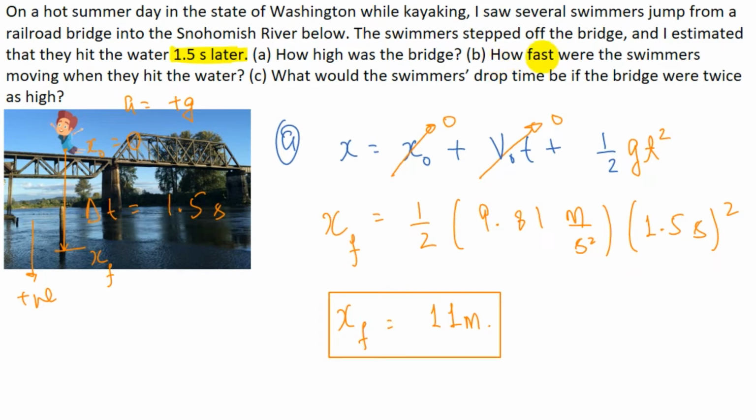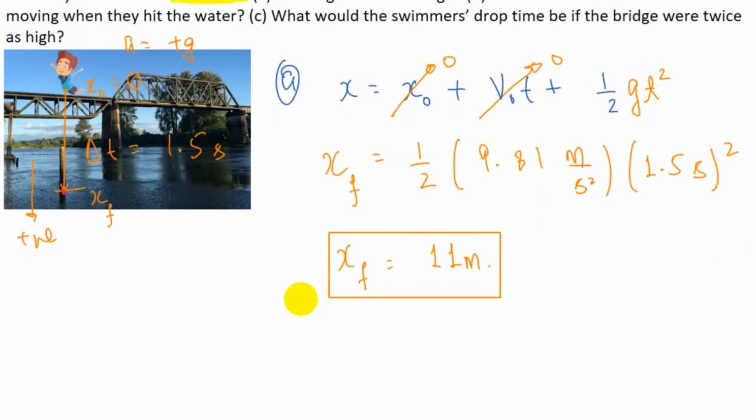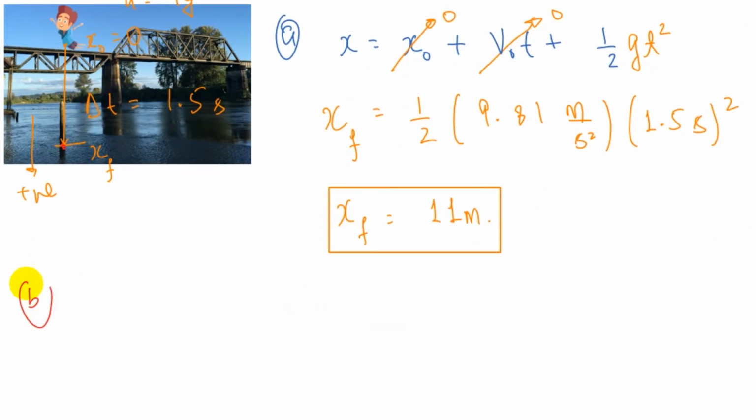Next we have to tell how fast the swimmers were moving when they hit the water. We have to find the velocity of the swimmers at this position when they just hit the water. So it's a pretty simple question. We can use this equation: v equals v naught plus a t.